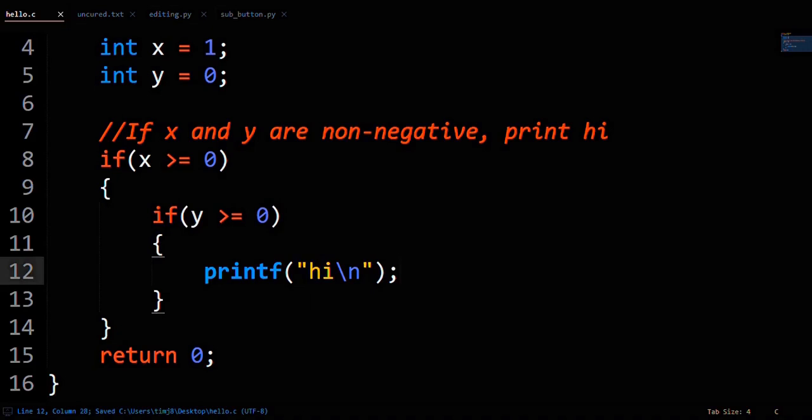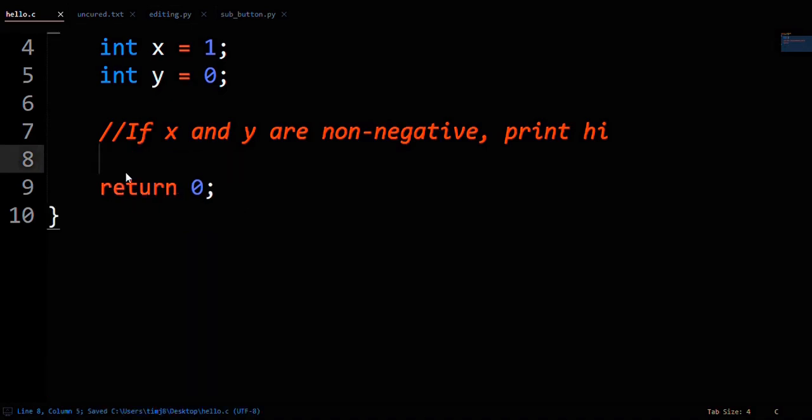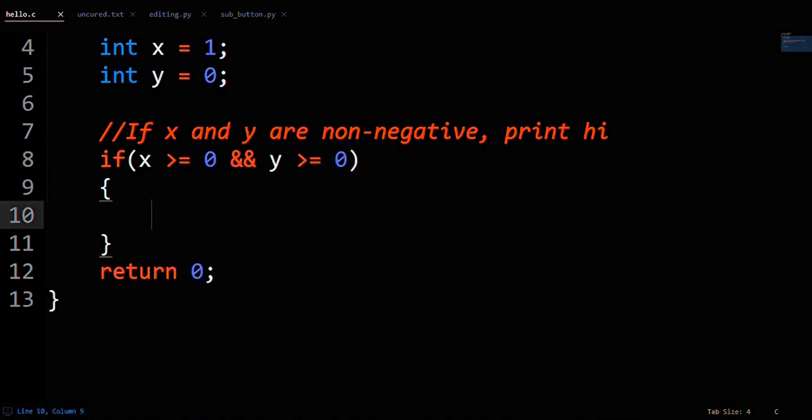Here's where we run into the great care part, though. I just got done saying if both of those conditions are true, and the word "and" is right here in the comment. There is a much simpler way to do this that doesn't require nesting. Just do if x greater than or equal to 0 and y greater than or equal to 0. Inside of that, printf high.